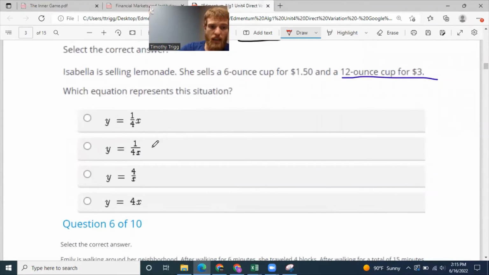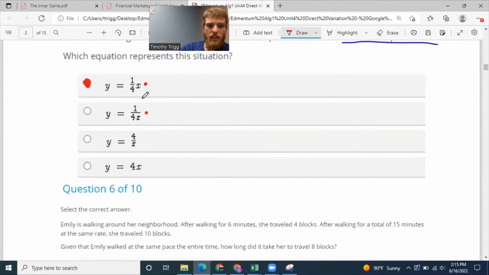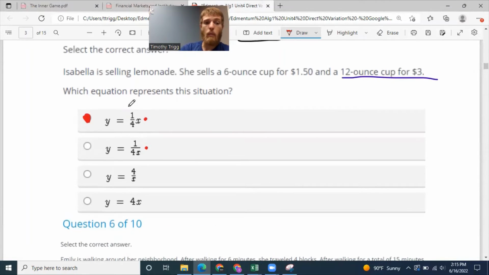So kind of tricky. Is it this one or is it this one? Well, it's actually this one. This second one looks like it could be the right answer, but notice X is in the denominator. We don't want that. That would create a very different graph. Here we want this one.